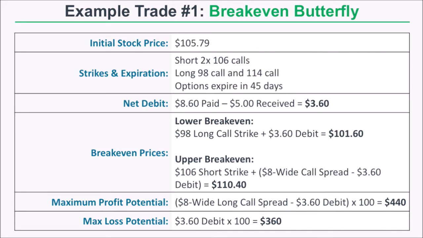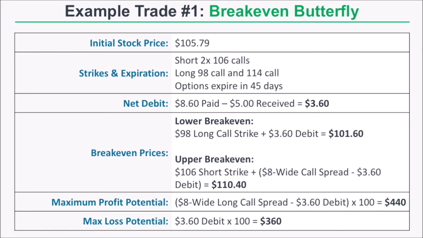So to repeat that, we're essentially long the 98 106 call spread and short the 106 114 call spread. Now we're going to pay a net debit of $3.60 for this. Now that means our lower break-even price is the long call strike price of $98 plus the debit of $3.60, which comes out to $101.60, and our upper break-even price is the short strike price of $106 plus the $8 wide call spread minus the $3.60 debit, which comes out to $110.40.